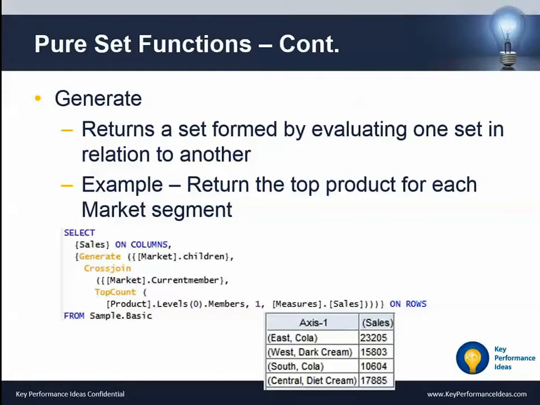The top product in my east region is cola. The top product in my west is dark cream. Top in the south is cola, and in the central is diet cream. So generate gives you an example to do an evaluation to pull that back.